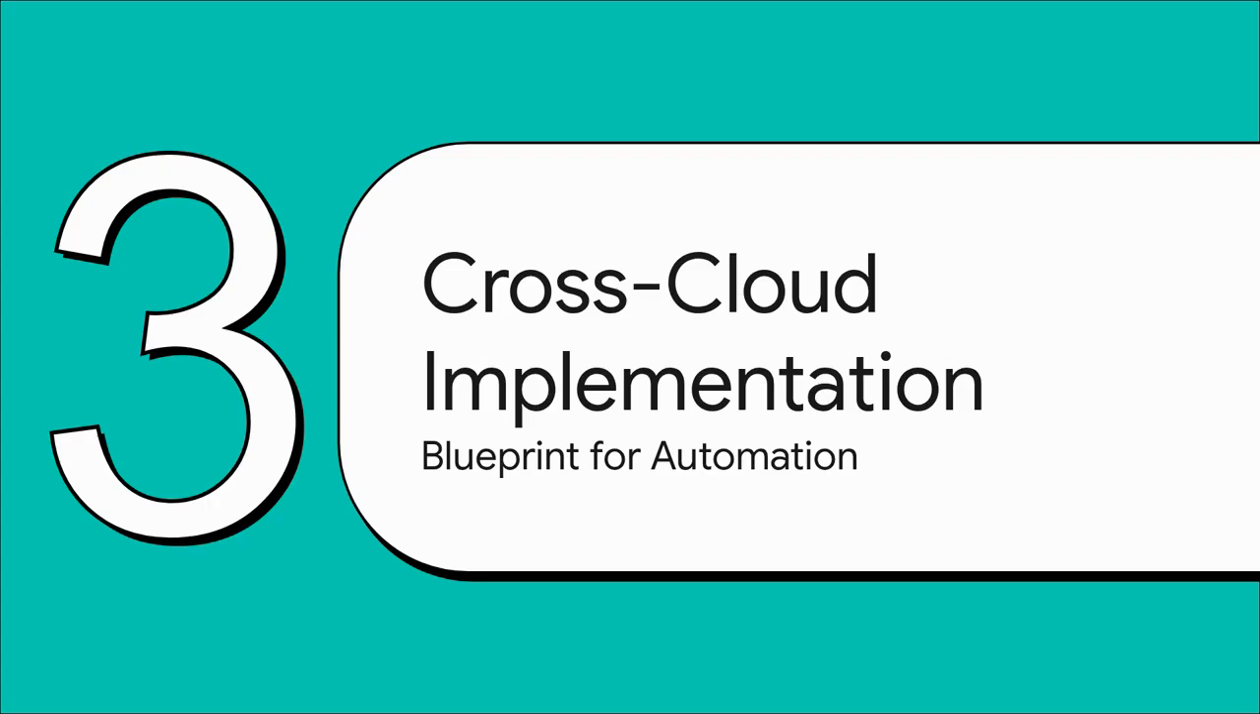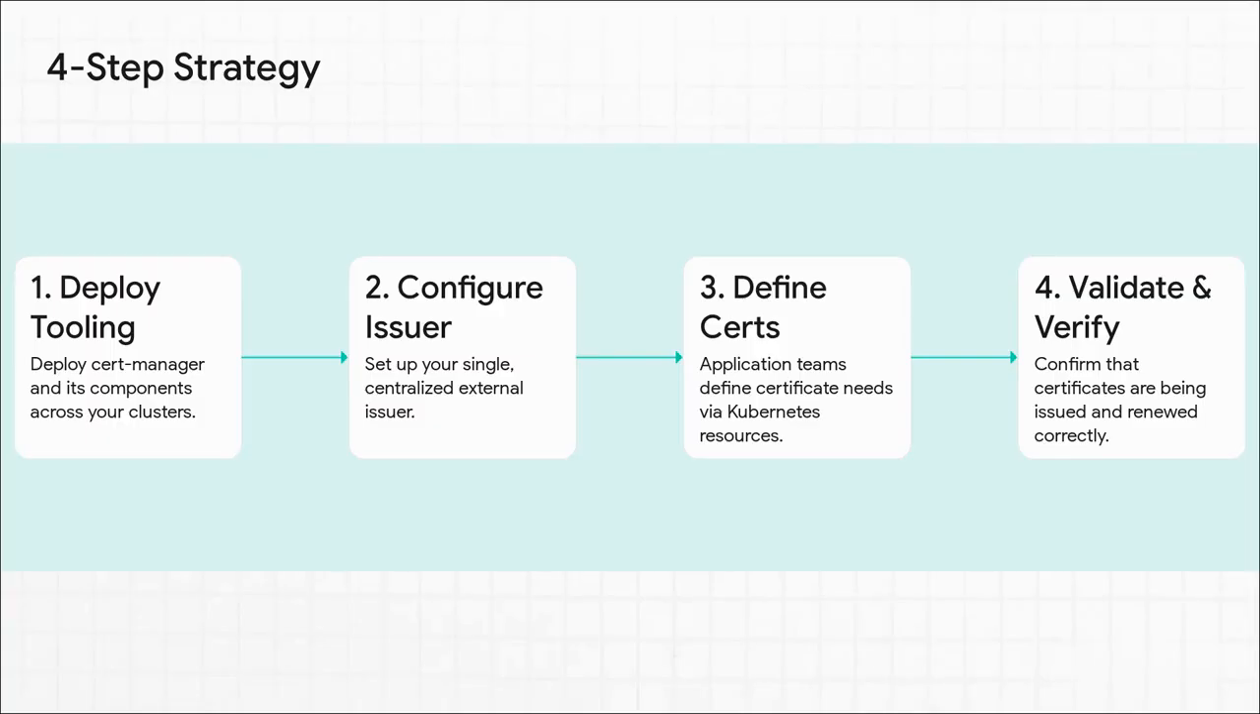Okay, so we get the what and the why. Now, let's talk about the how. We're going to lay out a high-level blueprint to make this automation a reality. We can really break this down into 4 straightforward steps. First step, you deploy your tooling, that's cert-manager and its buddies. Step 2, you set up that super important central issuer we just talked about. Third, your application teams can just declare what certificates they need using standard Kubernetes files. Easy. And finally, you just have to validate and verify that everything's working, that certs are being issued and renewed on time.